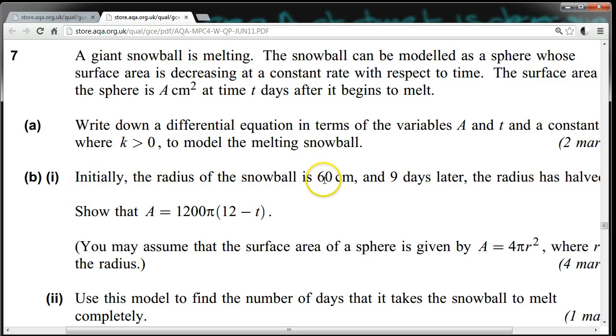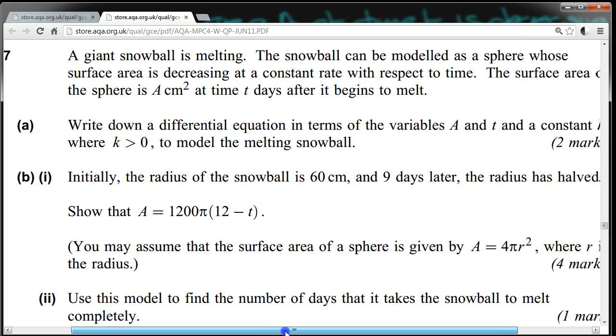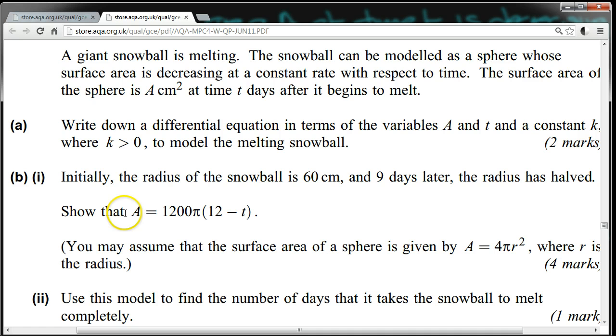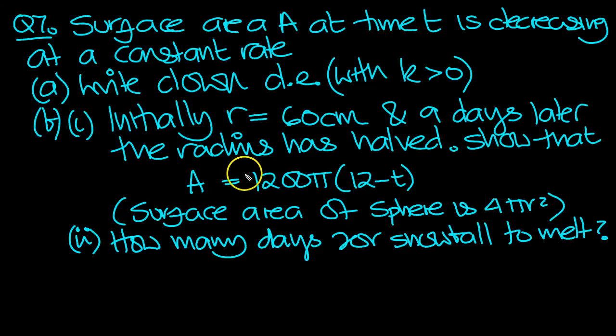Initially the radius of the snowball is 60 centimetres, and 9 days later the radius has halved. Show that A equals 1200π times (12 minus t). You may assume that the surface area of a sphere is given by A equals 4πr squared, where r is the radius. Use this model to find the number of days that it takes for the snowball to melt completely. So I've got the summary of the question here.